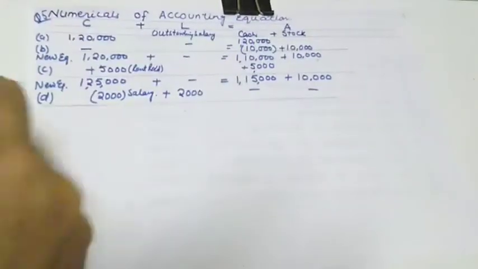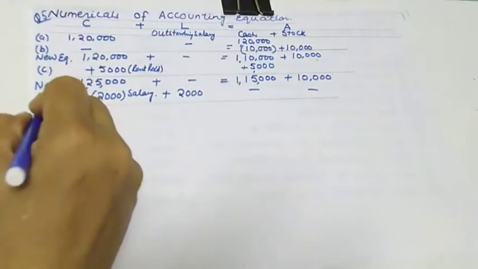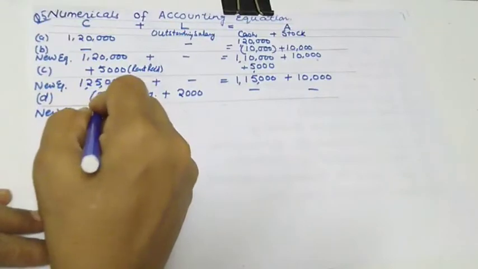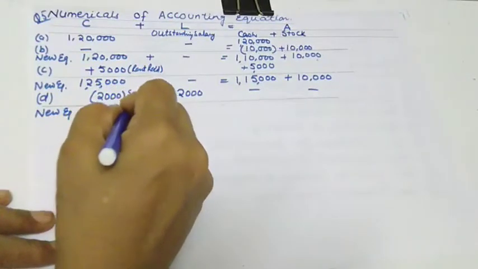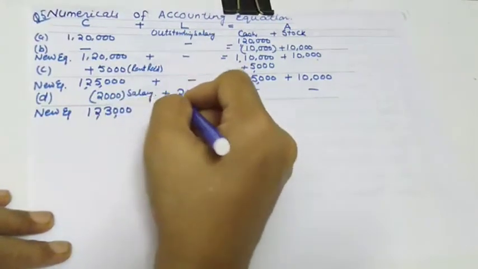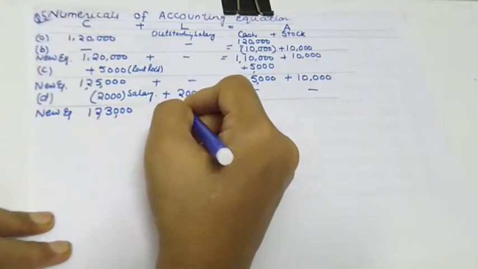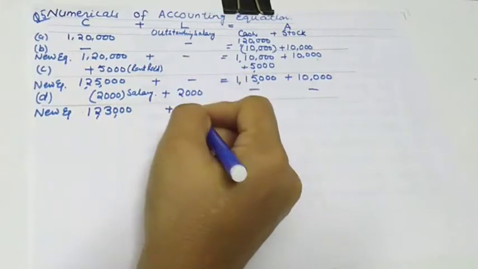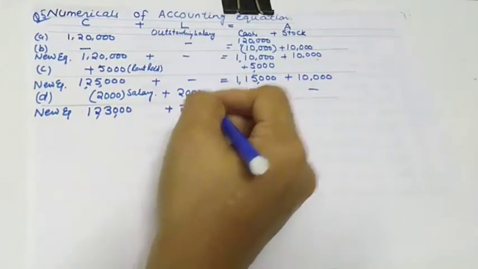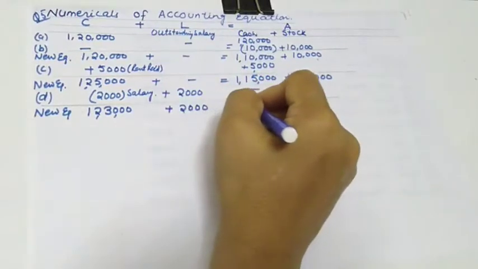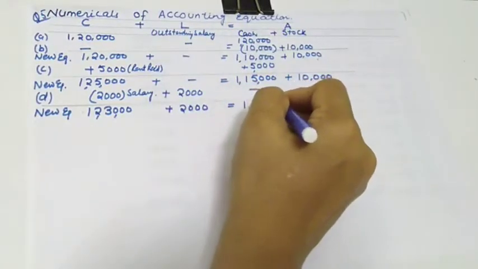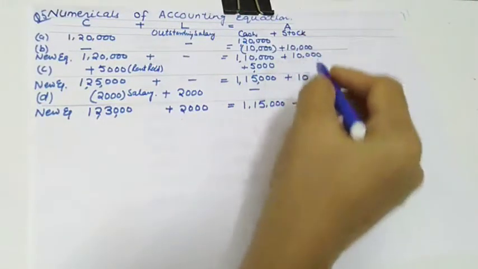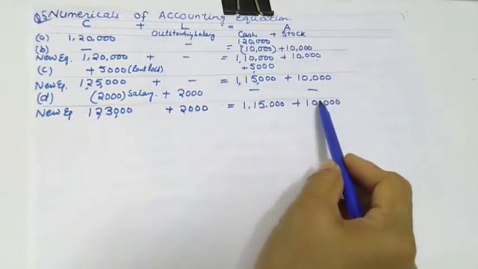So now let us see the next new equation after this. After this, the new equation will be 1,23,000, and moreover plus 2,000 here is equal to 1,15,000 plus 10,000. Try to write in the same alignment.